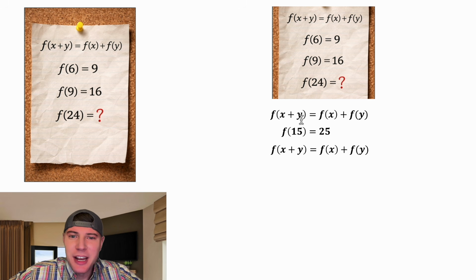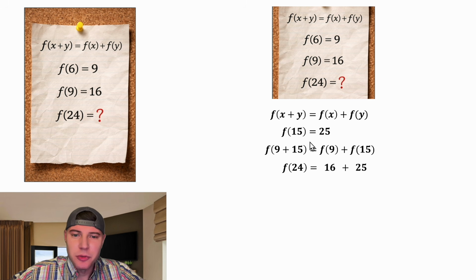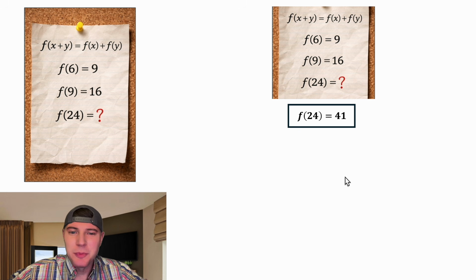Now we can start over, and this time let's do f(9), so the x's will become 9. And for f(y), let's do f(15). That'll end up being equal to f(9 + 15), and 9 + 15 is equal to 24. That's what we wanted, f(24). So f(9) is equal to 16, plus f(15) is equal to 25. 16 + 25 is equal to 41. And now we have an answer for f(24). Let's put a box around it.